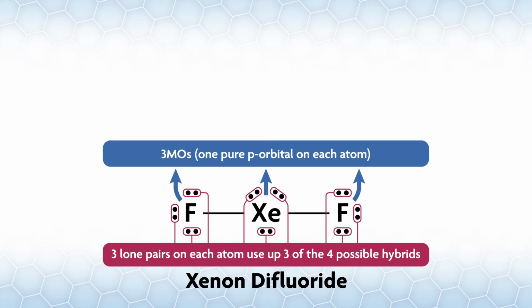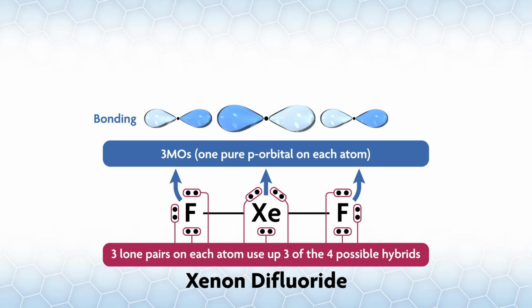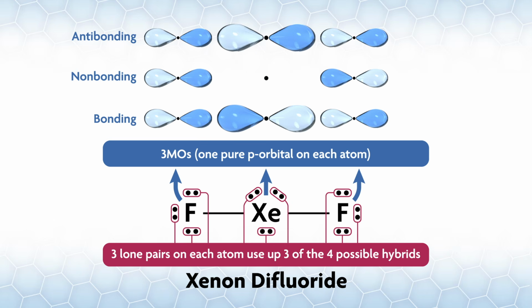We'll end up with 3 MOs from 3 p orbitals, 1 on each atom. There will be a fully bonding MO where there are in-phase interactions between the xenon p orbital and the orbitals of both fluorines. Then there will be a non-bonding MO where the xenon's pure p orbital doesn't have the right symmetry to interact with the fluorines. Finally, at highest energy will be a fully antibonding MO. Into these MOs, we need to place 4 electrons.